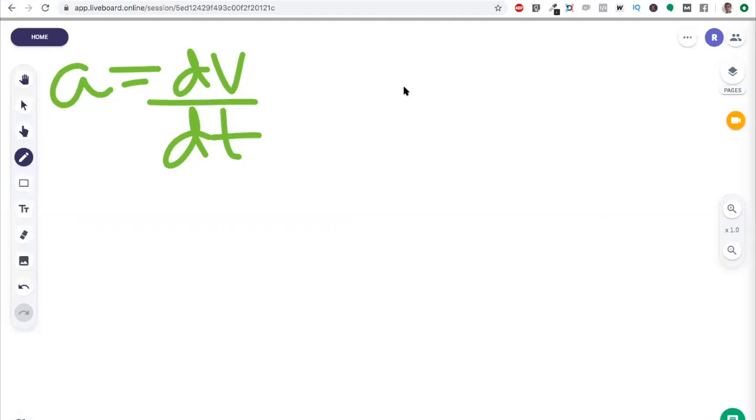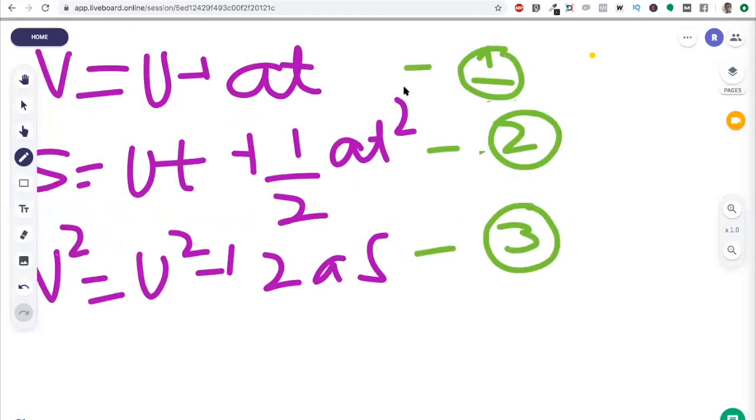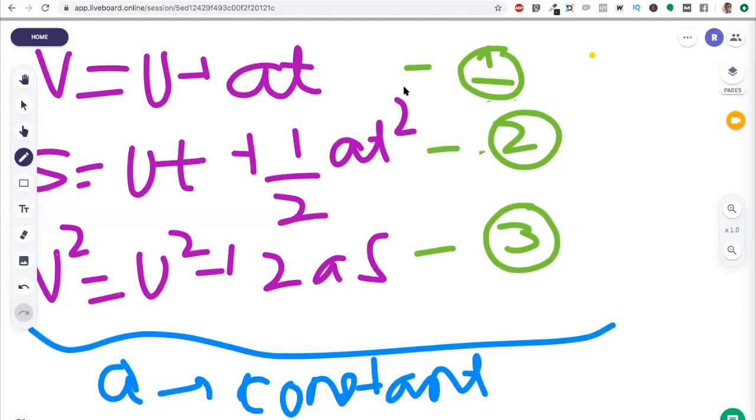So how to derive equation 1? What we do, we take dt this side, and we integrate both sides. One point to note is that these equations of motion are only valid when acceleration is constant. If acceleration is not constant, we cannot use these equations, and these equations are not valid. So please everyone note that these equations are only valid when acceleration is constant.